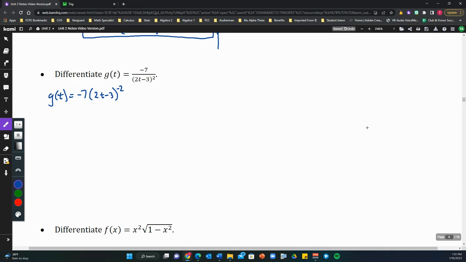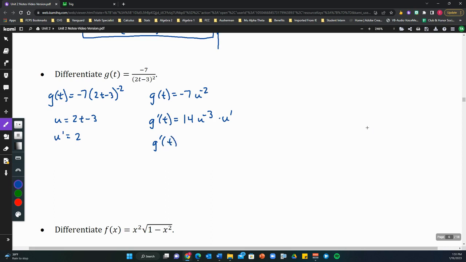So now that provides me with my inside function. So my inside function would be 2t minus 3. U prime would be 2. When I rewrite this, I end up with -7 u to the -2nd power, and that makes g prime of t bring down the -2, so we'd have positive 14 times u to the -3rd times u prime.